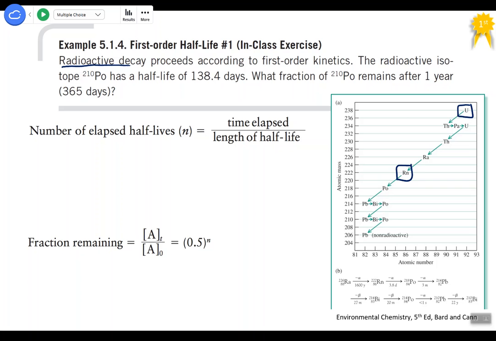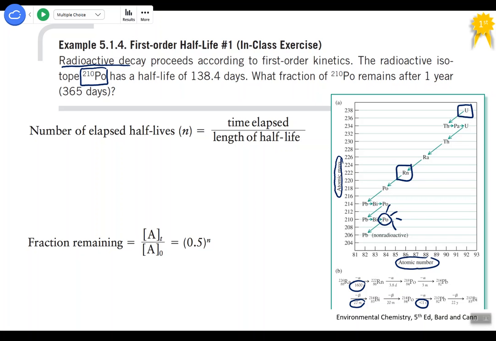But each of these steps has its own specific half-life. Some of them are minutes, some of them are years, one of them is less than a second. Each of these isotopic decays has its own half-life. Well, polonium-210, right here, so there's the atomic mass, the atomic number, polonium-210, it has a half-life of 138.4 days.